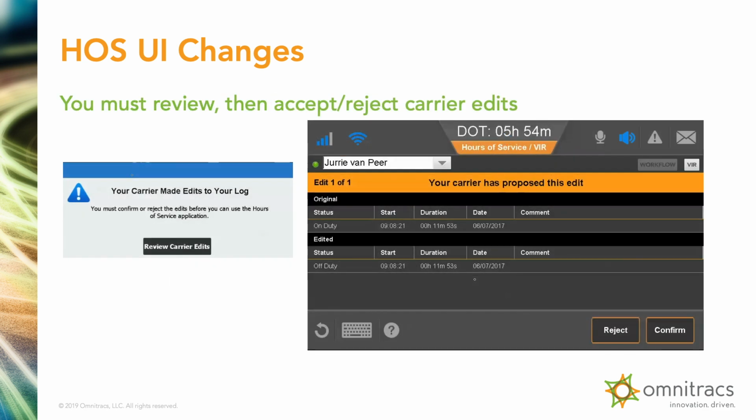When the back office edits your logs, this alert pops up and you'll need to review and accept or reject the changes. If you reject the edits, you must provide a reason why. Be sure to closely review the proposed changes since it affects your logs of record. When you see the pop-up, tap Review Carrier Edits, then Reject or Confirm before you enter a comment and save.